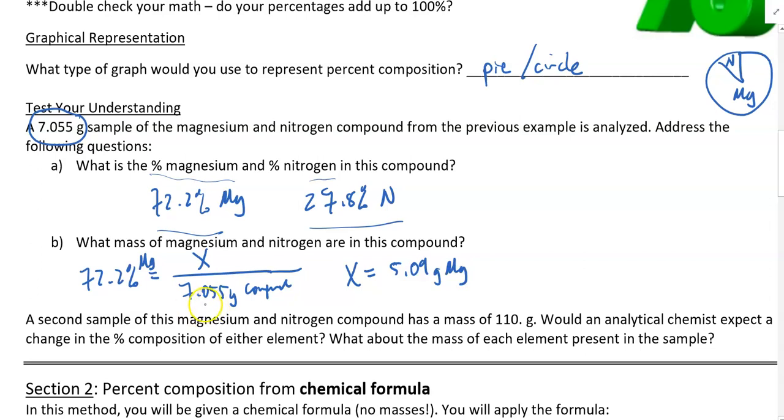Now we're going to have to do a little bit of significant figures rounding here, since this one has 4 in this number right here. This one's going to be 3 significant figures. So multiplying those two out kind of limits you in terms of number of figures. 5.09 grams of magnesium is all we can do.